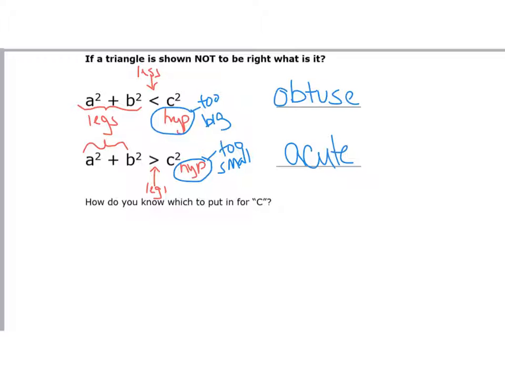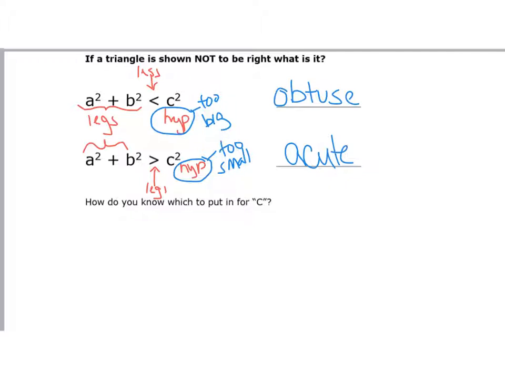Okay? So if I'm given three sides of a triangle, I can use the Pythagorean theorem to determine whether the triangle is right because the Pythagorean theorem works, or if it's obtuse, the one that we think is the hypotenuse is too big, or it's acute, the one that should be the hypotenuse is too small. But how do I know which one I should test as the hypotenuse?